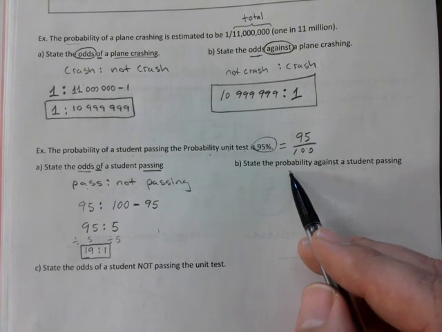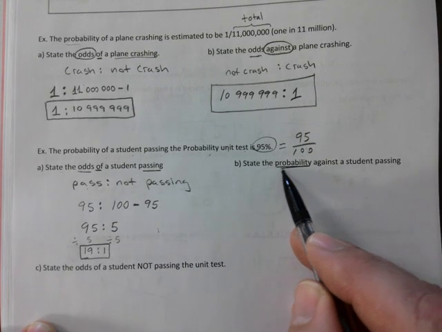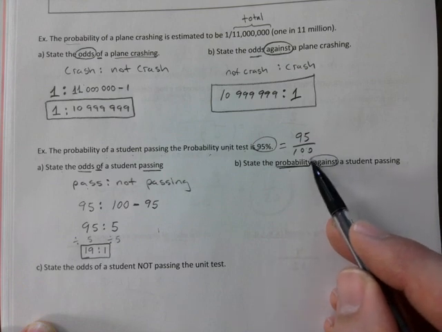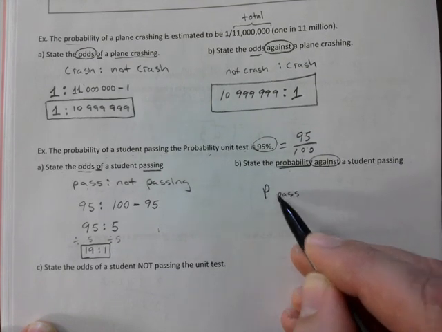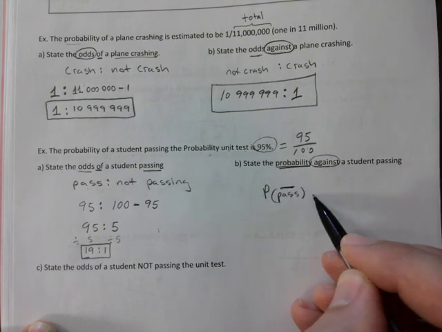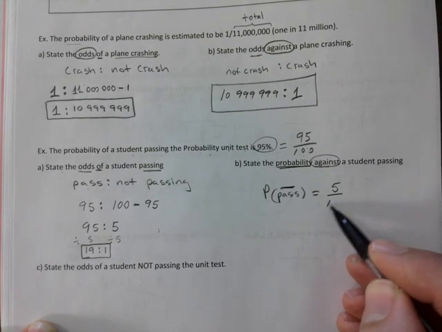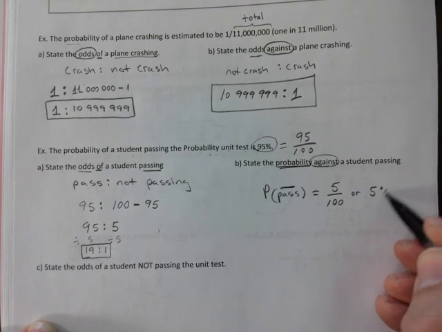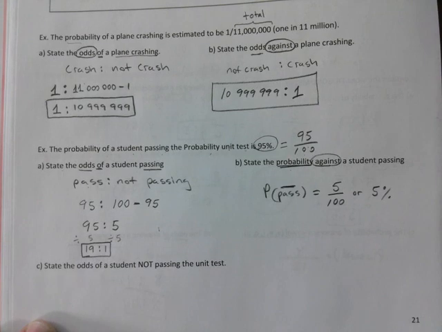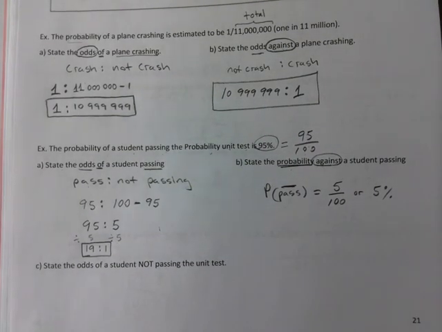State the probability. Read carefully. What is it asking for? Probability against a student passing. So probability of not passing. I think you can just say that it's 5 over 100, or 5%. Passing and not passing add up to 100%.